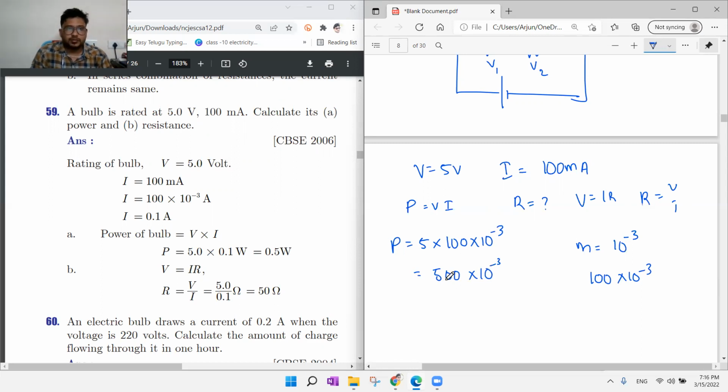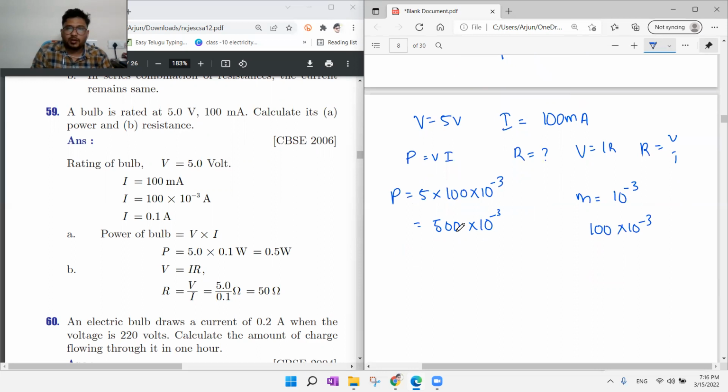Now what we can do, 500 into 10 to the power of minus 3 means 500 by 10 to the power of 3, means by 1000. Two zeros will be cancelled. 5 by 10 is nothing but 0.5. So power value P is equal to 0.5 watt. That is the SI unit of power.